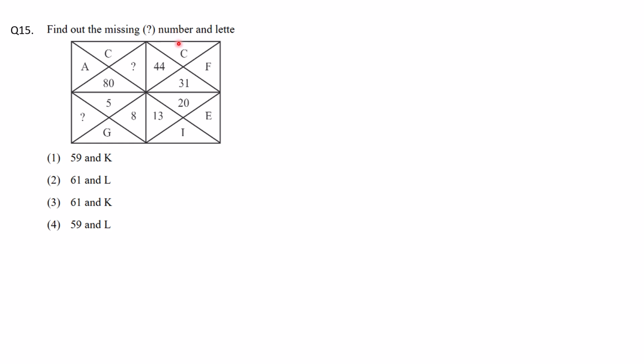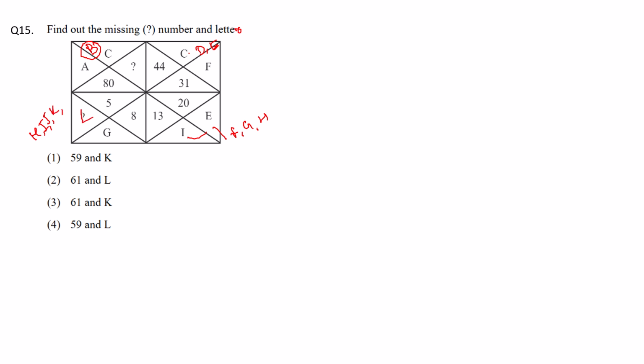Find out the missing number and the letter. If you see here, in the first case, I will start from one corner. So here is A and C. Between A and C there is B, so one letter is missing. C and F, after C, D and E, so two letters are missing. Now after E, F, G, H, three letters are missing here. So in the same way, next here four letters should be missing. So after G, H, I, J, K, and after K, L will come.